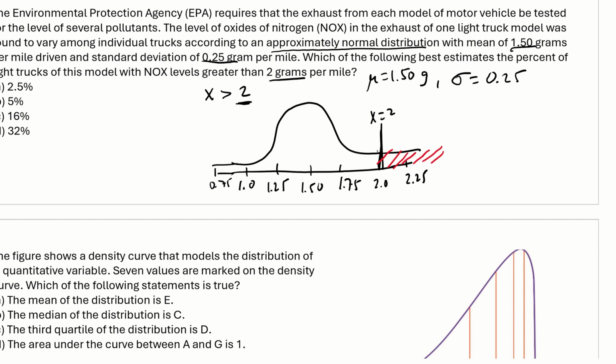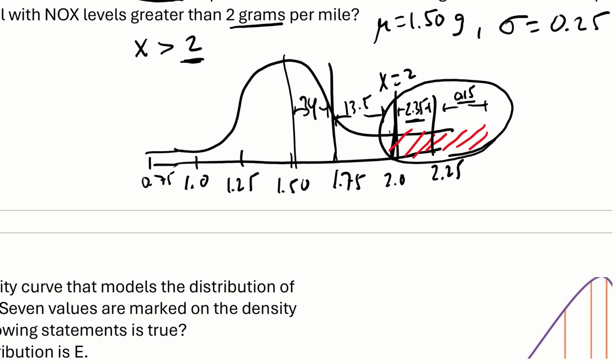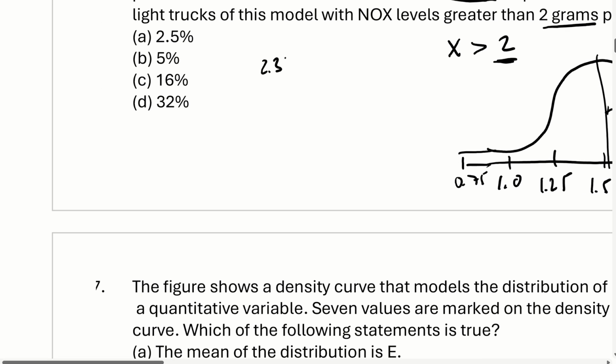And so this is an empirical rule problem, so you need to remember the magic numbers. From here to here, this is 34. From there to there, from here to here, is 13.5. And then from here to here is 2.35. From there to there, let me zoom in on that. And then from here to there is 0.15. So you can see that to get this red region, we had to add 2.35 plus 0.15, which is equal to 2.5%. So the answer is A.